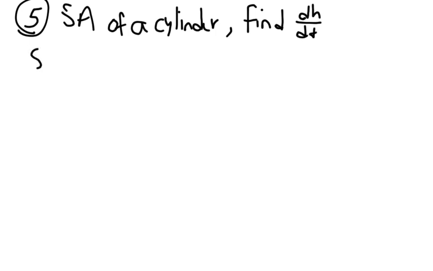So surface area of a cylinder is 2 pi r h. If you remember, 2 pi r is the circumference of a circle times the height. That gives you the lateral area, plus the two circles, 2 pi r squared. Okay, so I'm going to take the derivative of this formula with respect to time.